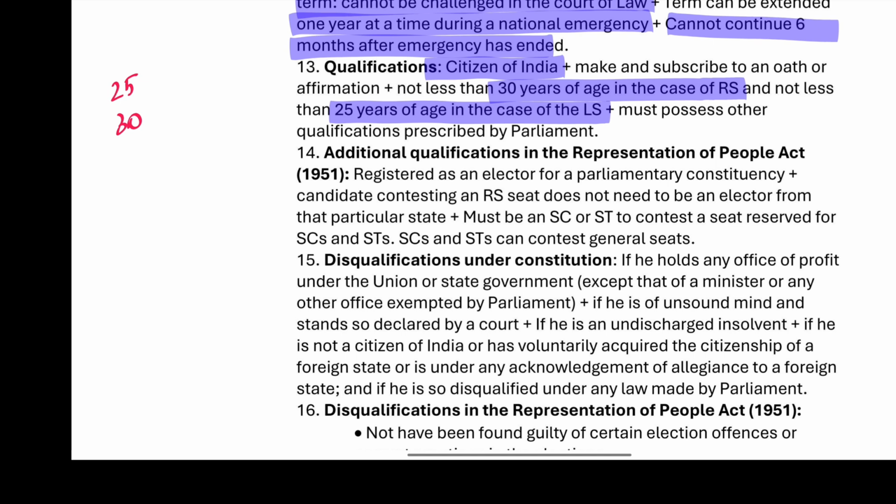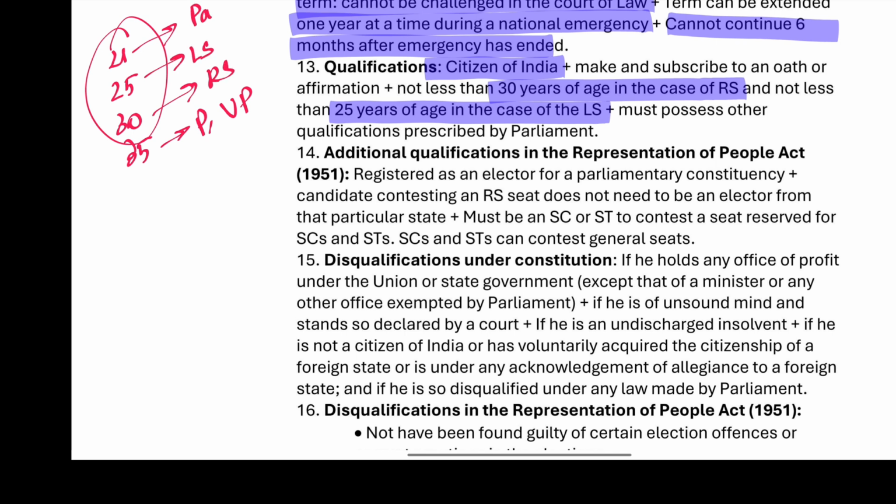For the Panchayat elections, we will be having like 21. And for the president elections, we will be having 35. Right. So 21, 25, 30, 35. And even for the vice president and then the president, we will be having this. Rajya Sabha, Lok Sabha, Panchayat.